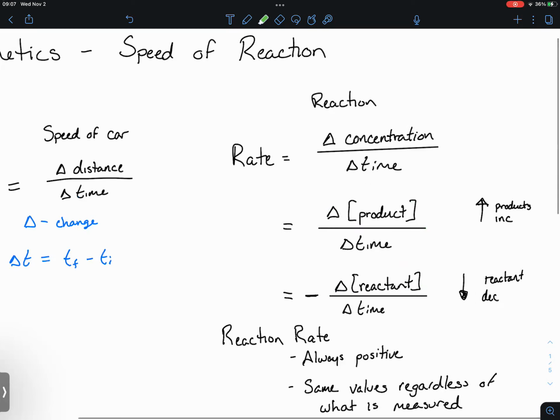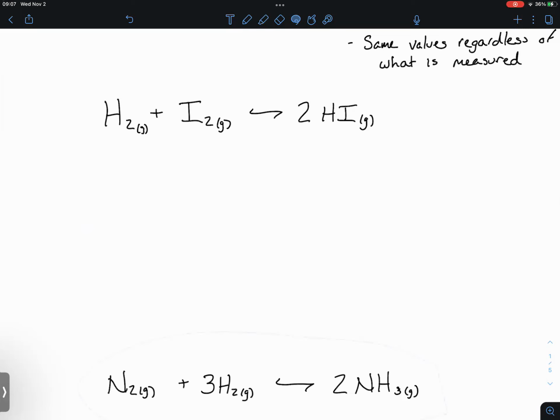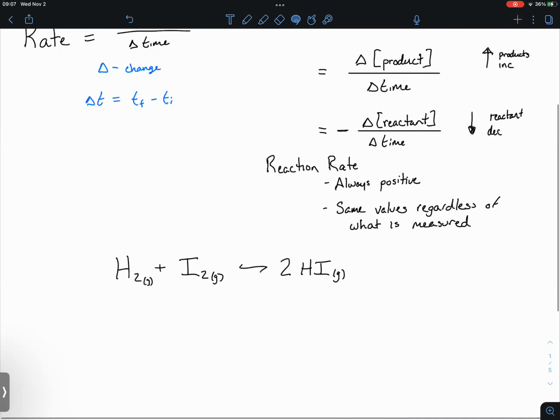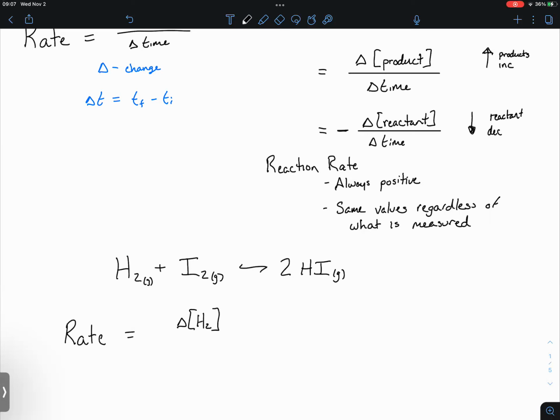All right, so let's take a look at a specific reaction here. We're going to convert this into our rates, meaning we're going to build these rate expressions from this balanced chemical equation. Importantly, I can watch the amount of hydrogen gas that's consumed in this reaction. But since it's a reactant, I'm going to have to multiply that by -1.